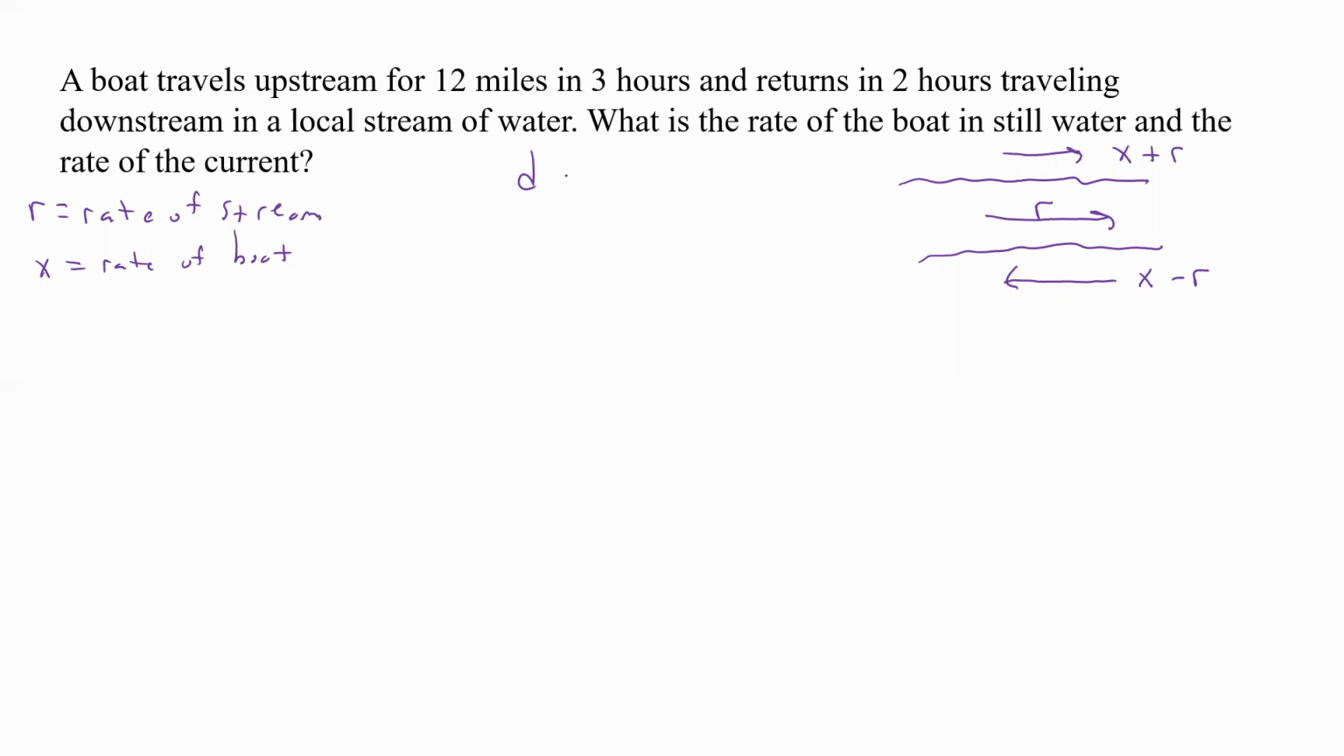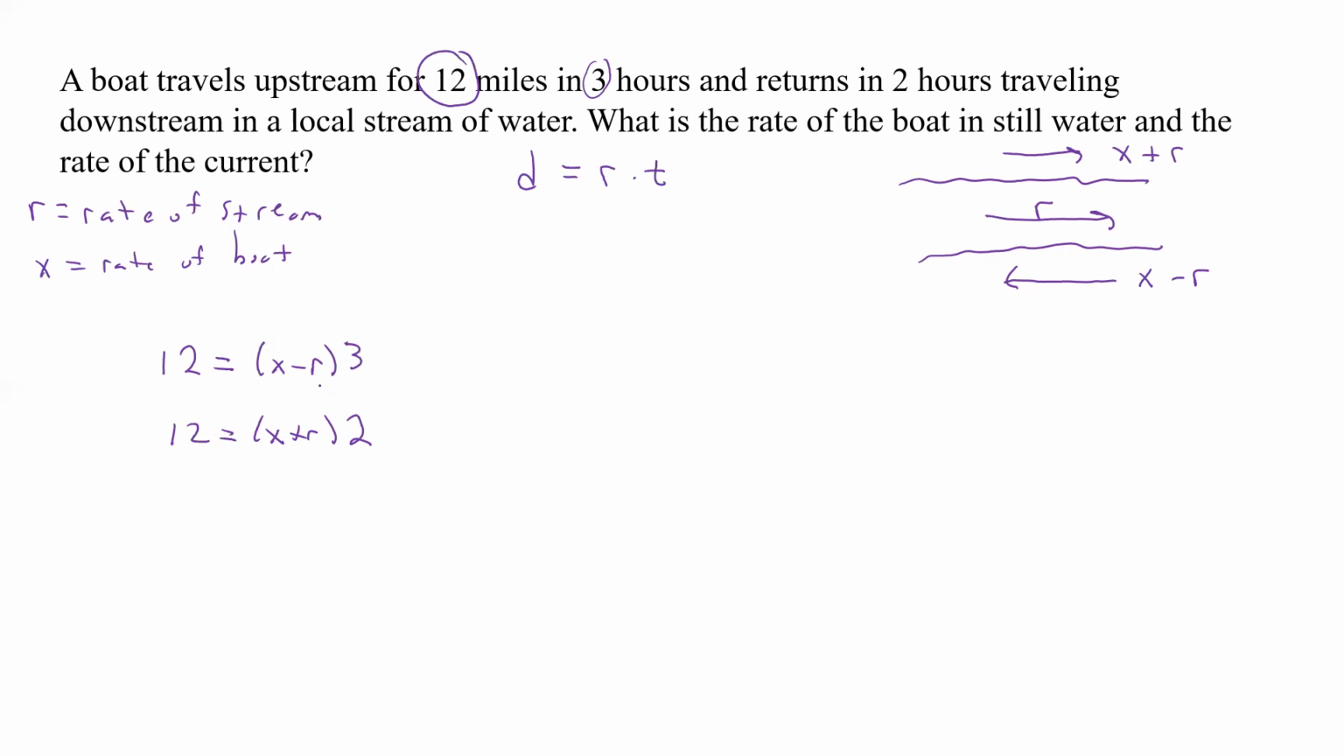Now let's write out what we know. We know that distance is equal to rate times time. We're traveling the same distance both directions, so we can write two equations. We can say 12 is equal to our rate, which way first? Doesn't matter. Let's go this way first, because that's what it said. The rate that way is x minus r, times the time, which took us 3 hours. So that's our first equation. Now our second equation: we return in 2 hours going with the stream. So that's 12 equals x plus r times 2.